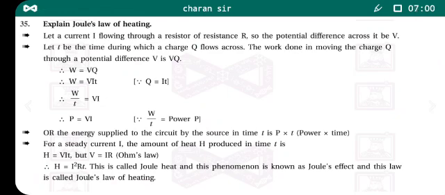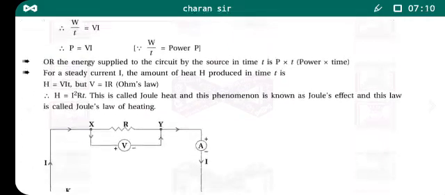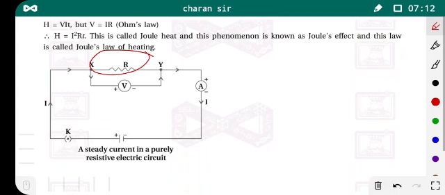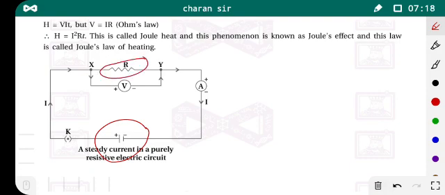Joule gives one law that is known as Joule's law of heating. So what is Joule's law of heating? For that, we once again consider the circuit in which we connect only resistors with the battery. Here you have a battery connected with a resistor.